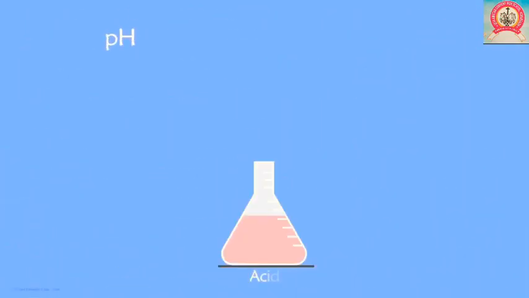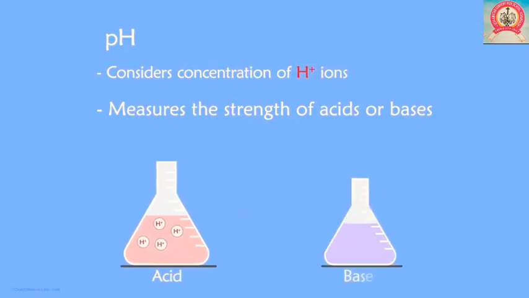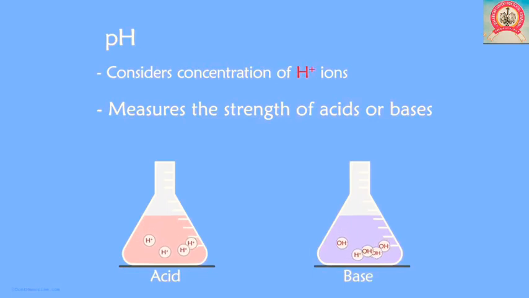The pH takes into account the concentration of H plus ion. Yes, the pH measures the strength of acid or base. But we are probably considering that pH means the concentration of H plus ions. How can it tell us how strong a base is? Remember, a base also contains H plus ions, just that the concentration of H plus ion is very low compared to that of the OH minus ion. So they are generally ignored.